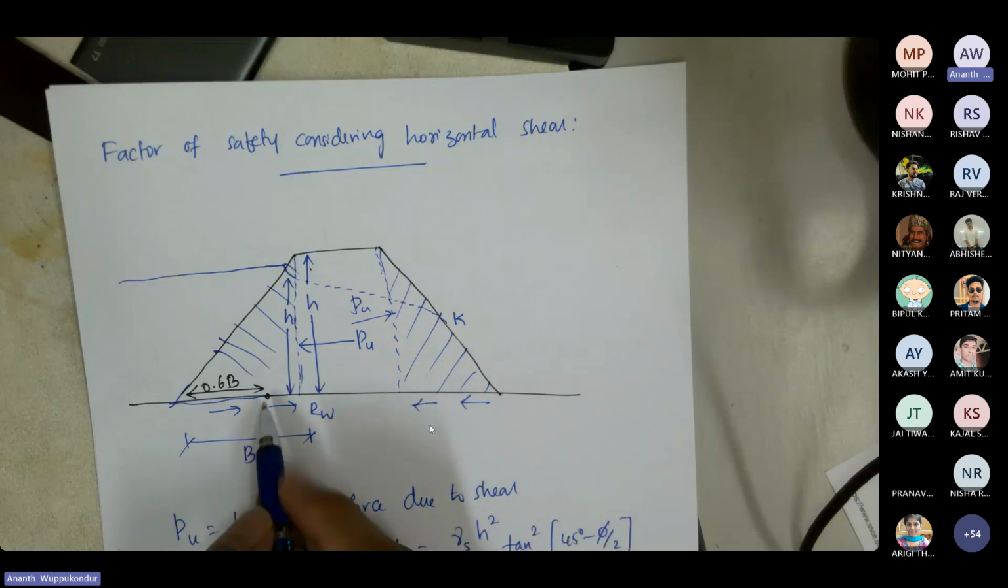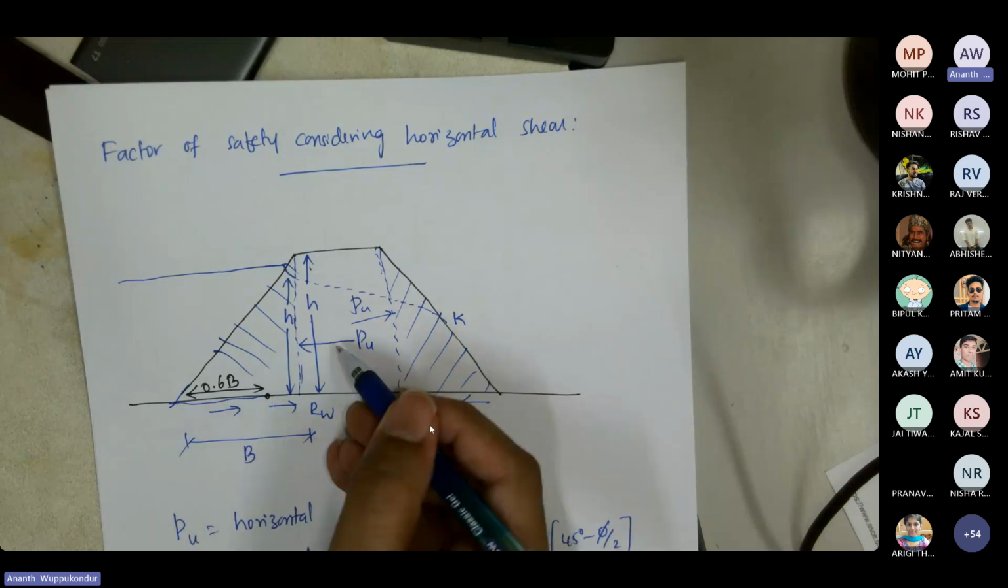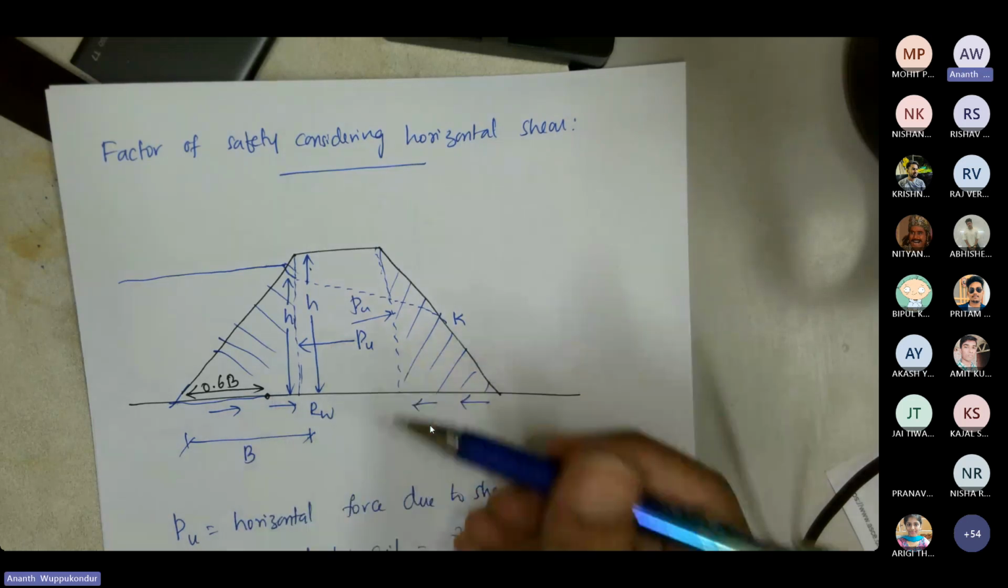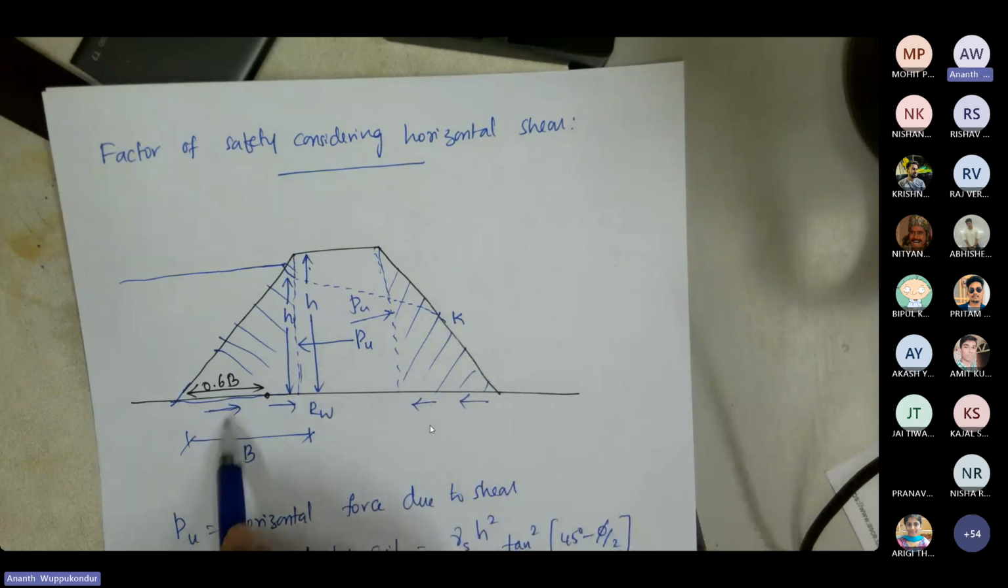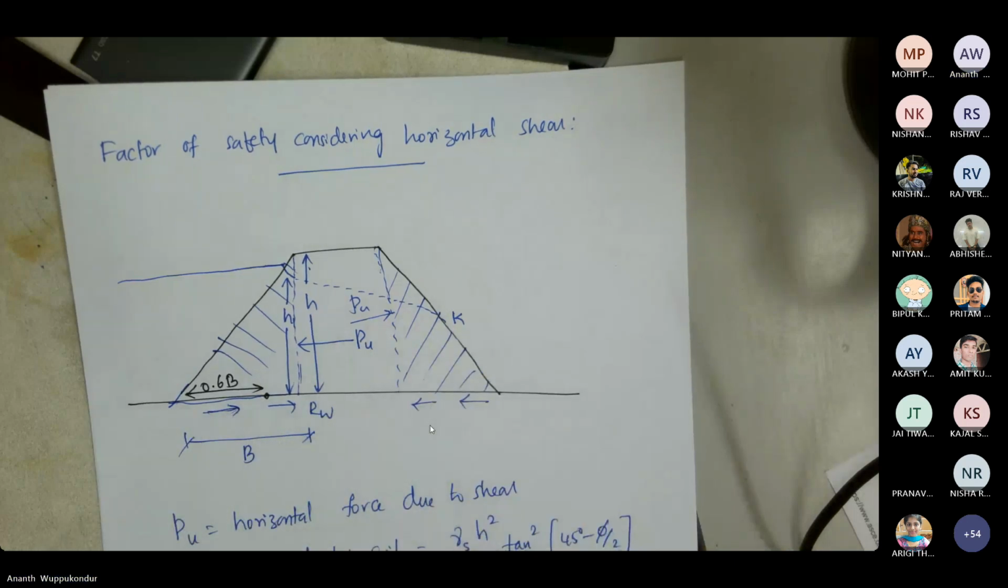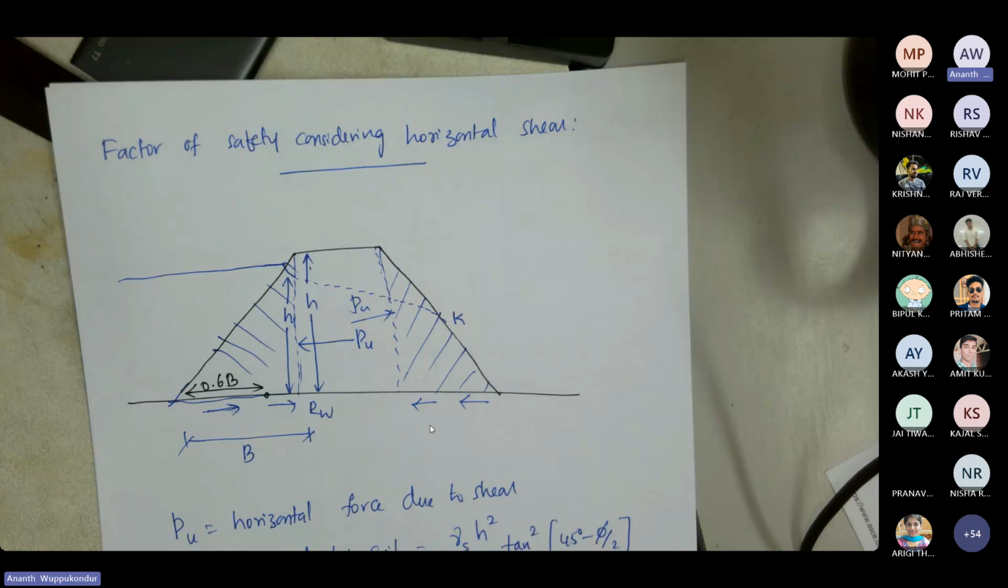Whereas on the upstream, the pore pressure is acting towards the upstream, which is from right to left, and your resisting force or the resisting shear is from left to right. So now we want to calculate the balance between these shear forces that are developed at the base and the pressure that is developed in the dam.